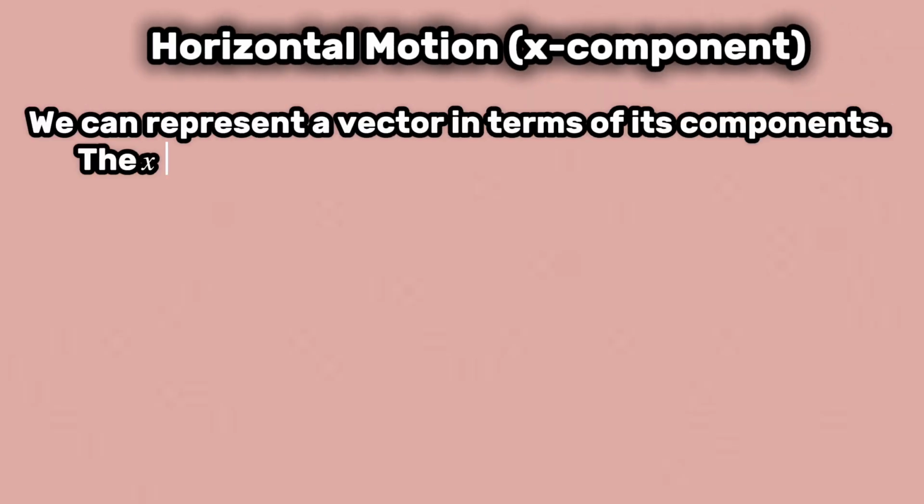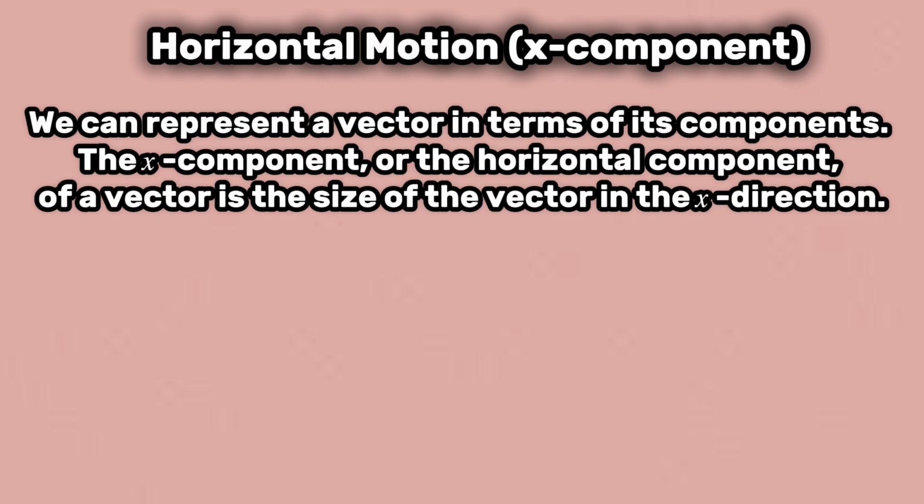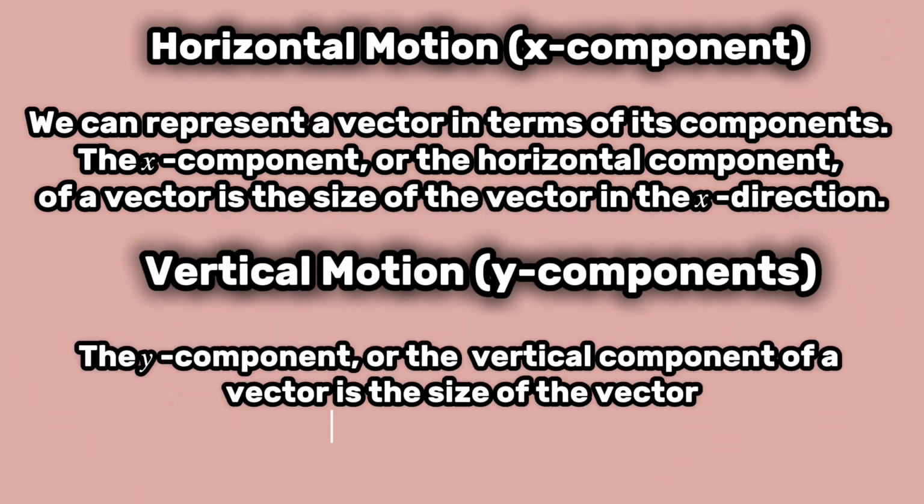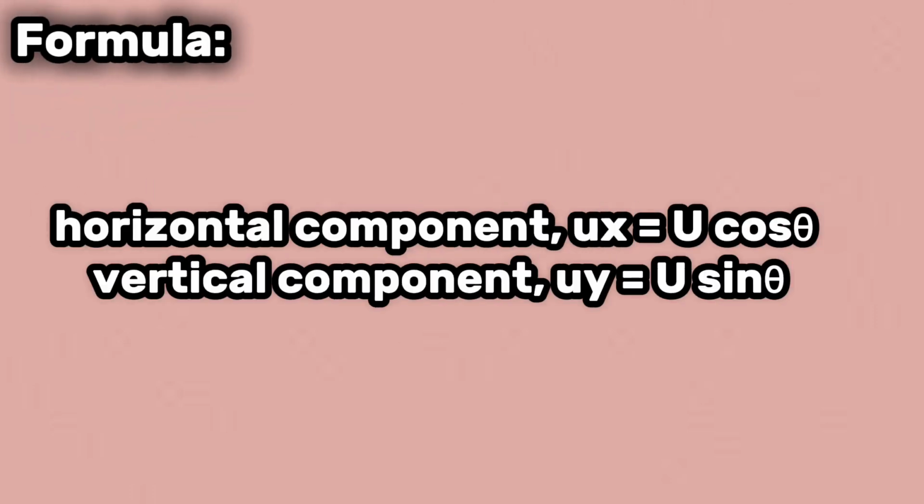What about the horizontal motion, the x component? We can represent a vector in terms of its components. The x component, or the horizontal component, of a vector is the size of the vector in the x direction. Vertical motion, the y component: the y component, or the vertical component, of a vector is the size of the vector in the y direction. The formula for the horizontal component is ux = u cos theta. For the vertical component, the formula is uy = u sin theta.